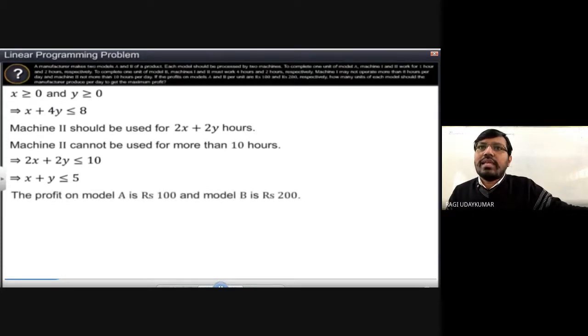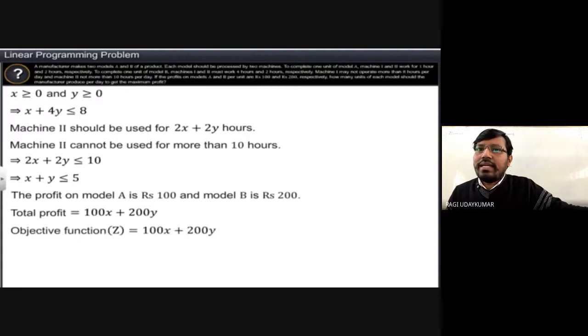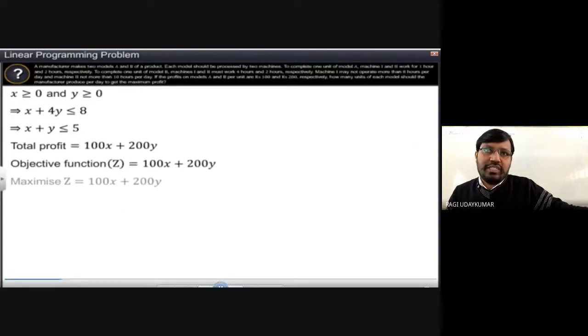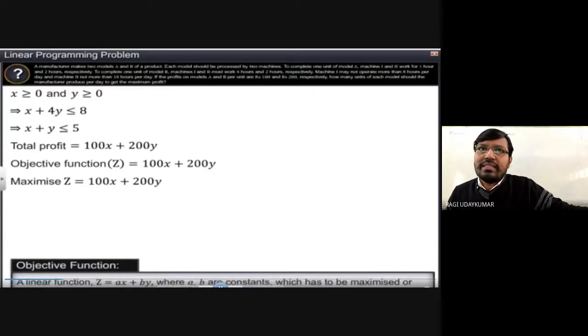The profit on model A is 100 rupees and model B is 200 rupees. So the total profit is 100x plus 200y. This is called the objective function, which is to be maximum. This is the profit, and we have to maximize it. So maximize z equals 100x plus 200y. So what is the objective function here?